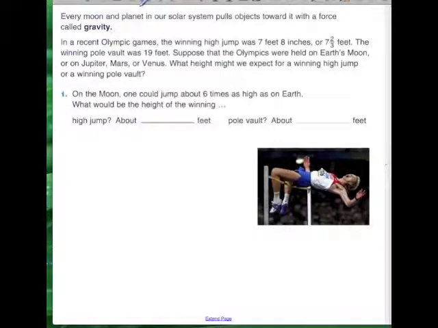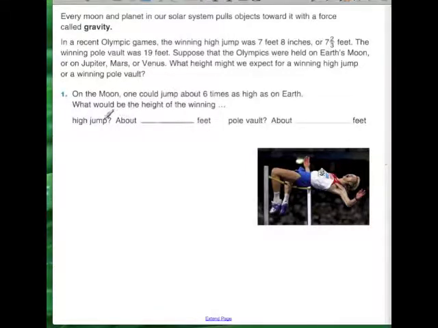Every moon and planet in our solar system pulls objects toward it with a force called gravity. In a recent Olympic Games, the winning high jump was 7 feet 8 inches, or 7 2/3 feet. The winning pole vault was 19 feet. Suppose that the Olympics were held on Earth's moon, or on Jupiter, Mars, or Venus. What height might we expect for a winning high jump or winning pole vault? Let's do number 1 together. On the moon, one could jump about 6 times as high as on Earth. What would the height of the winning high jump be?